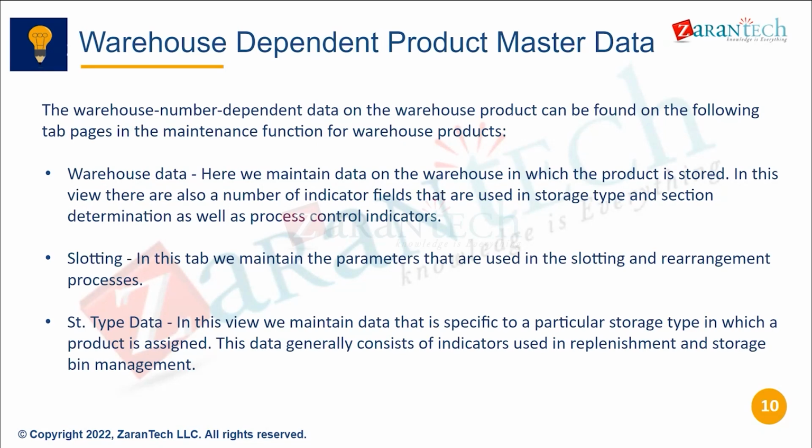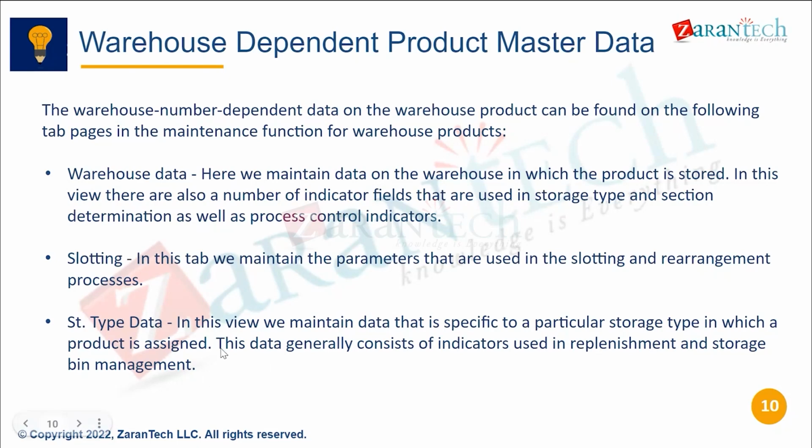You can see these are the warehouse data tabs, which are warehouse dependent. In the warehouse data you maintain in which warehouse the product is stored, and a number of fields, storage type sections, how the determination and process control should happen. You also have slotting, if the rearrangement of the product has to be done, or slotting has to be done. I will explain these processes at the process level, but to handle such internal processes in the warehouse, we have this section.